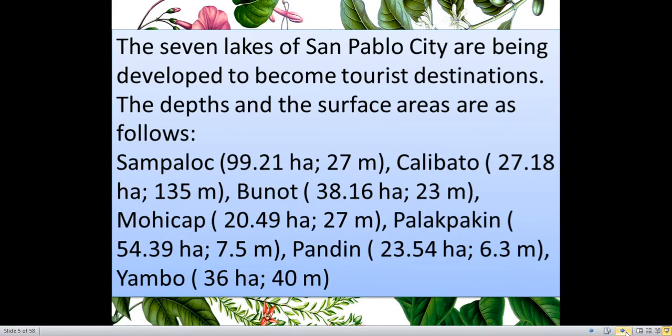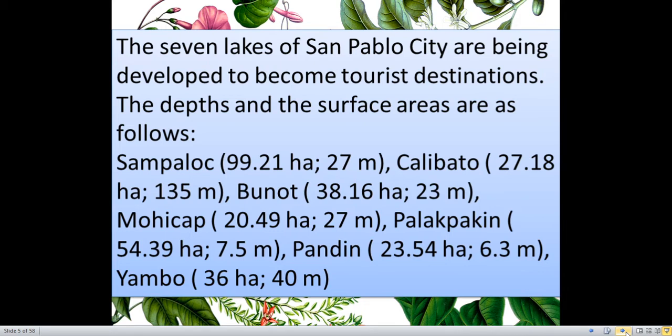Okay, we have here an article saying that the 7 lakes of San Pablo City are being developed to become tourist destinations. The depths and the surface areas are as follows. Sampaloc, 99.21 hectares, 27 meters. Calibato, 27.18 hectares, 135 meters. Bunot, 38.16 hectares, 23 meters. Mohicap, 20.49 hectares, 27 meters. Palakpakin, 54.39 hectares, 7.5 meters. Pandin, 23.54 hectares, 6.3 meters. And Yambo, 36 hectares and 40 meters.